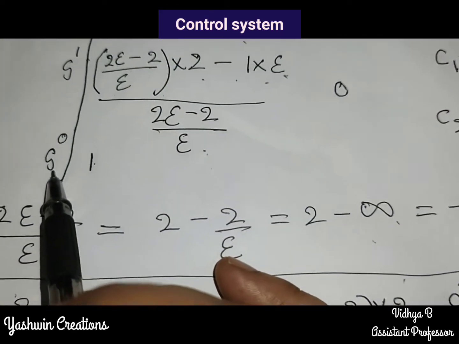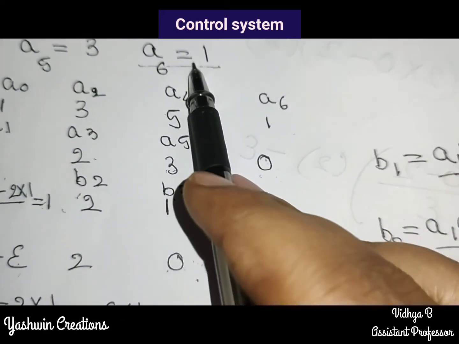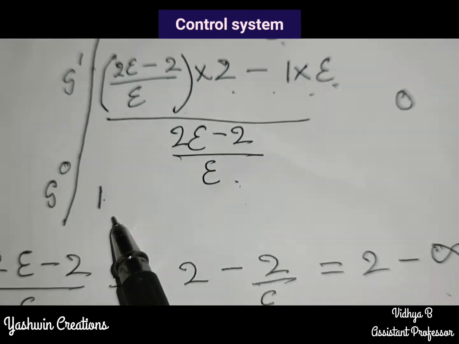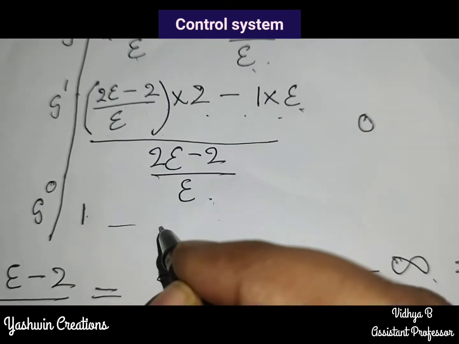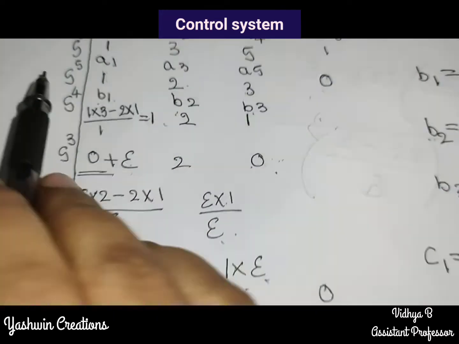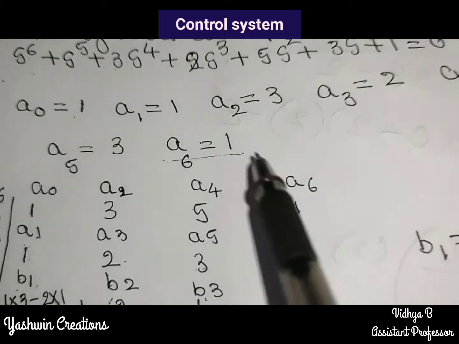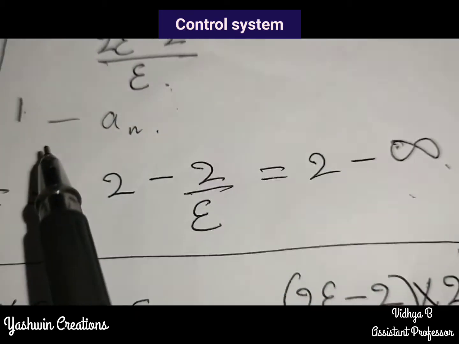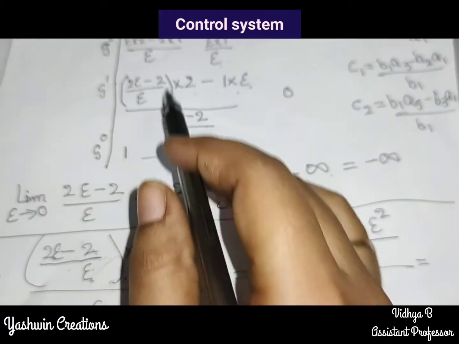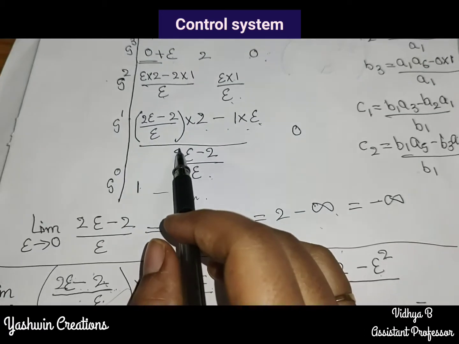Next, finally for s to the power of 0, what you need to substitute is the an value, always the final coefficient. Here the order n is 6, so the a6 value is 1, which you need to substitute here. Next, we need to consider these two equations in order to determine the stability.